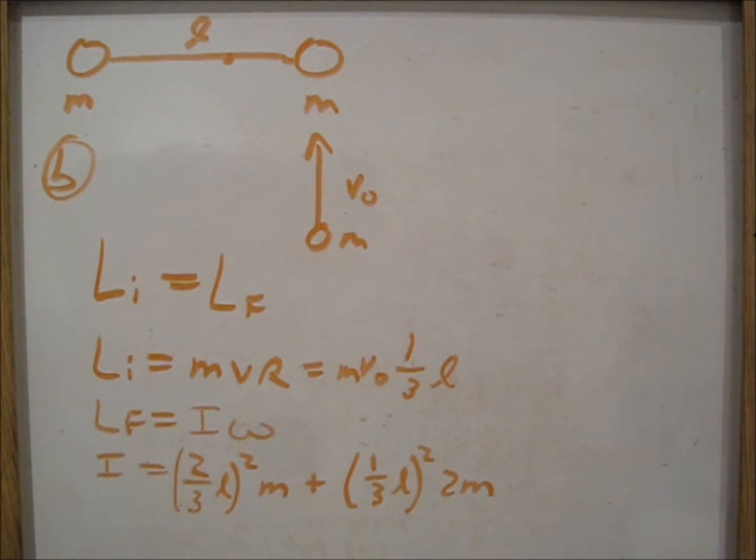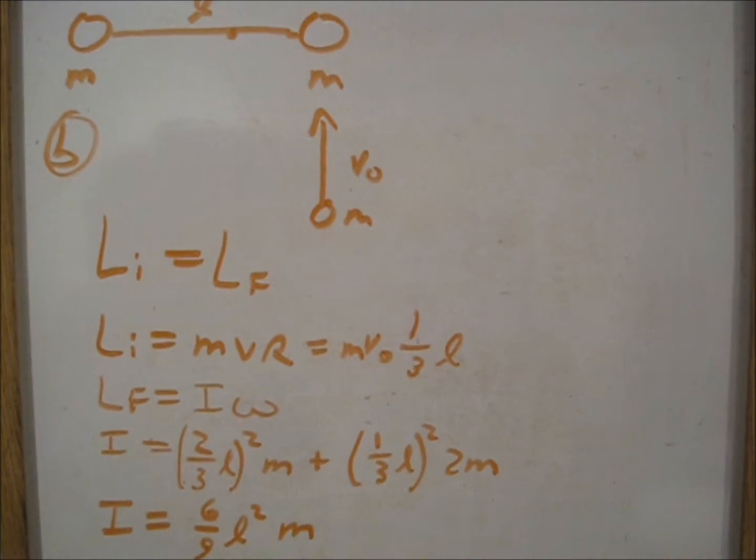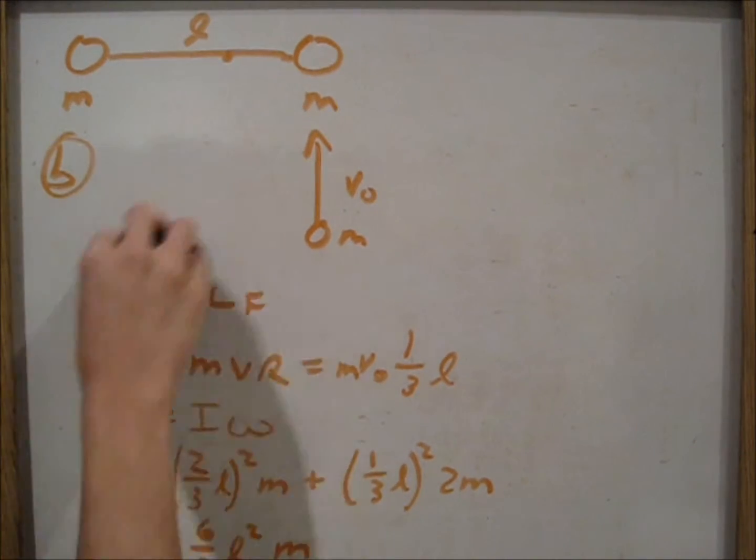I is equal to the sum of the moments of inertia of the left and right sides of the assembly. Once you plug in and simplify, you should solve for omega and get VO over 2L.